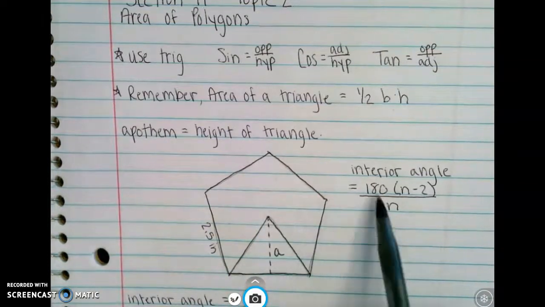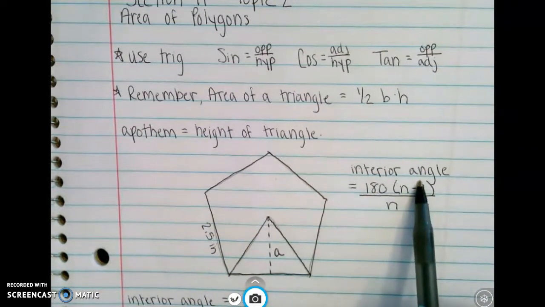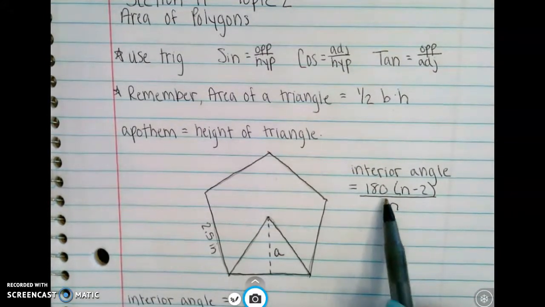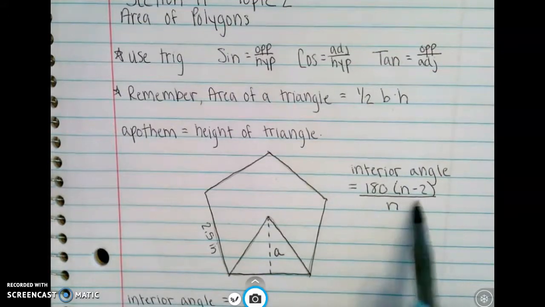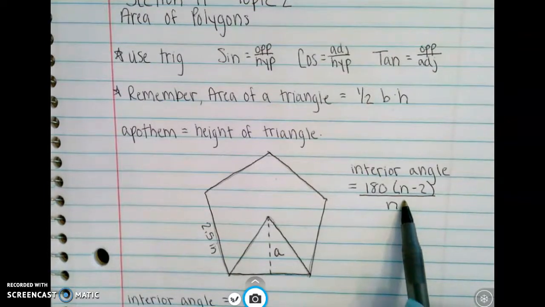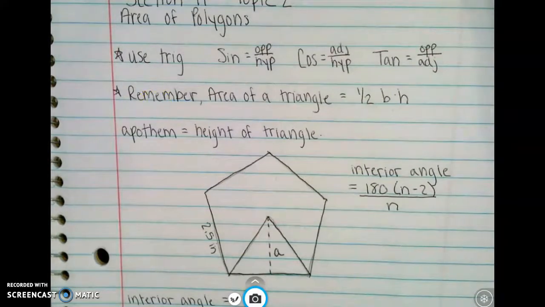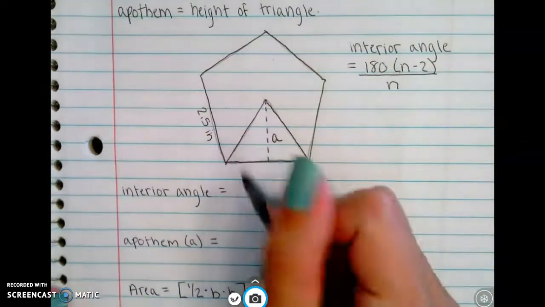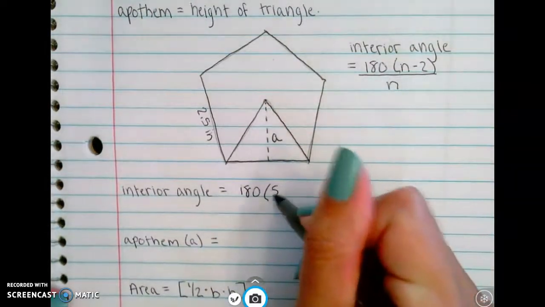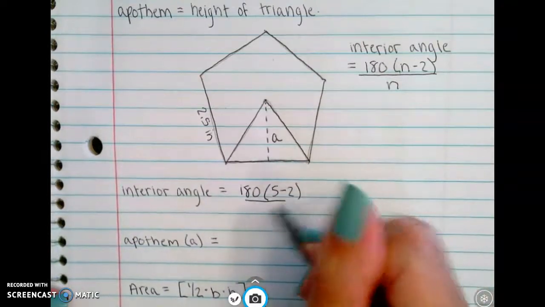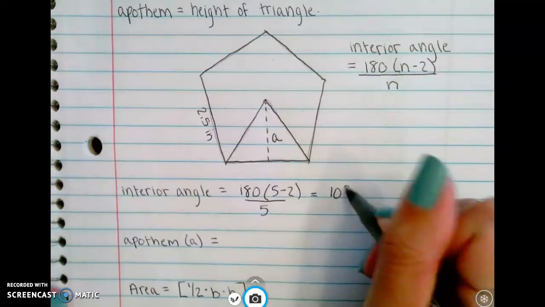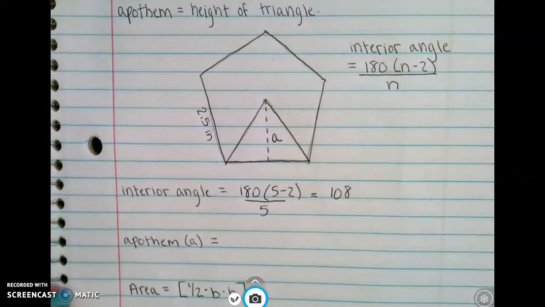So what we're going to do is first find the interior angle of our pentagon. We've learned this formula in semester 1. It's 180 degrees times the number of sides minus 2, divided by the number of sides. That's going to give you just one interior angle. To calculate that, we take 180 degrees times the number of sides, which is 5, minus 2, divided by 5. When we do that, we get 108. So that's each interior angle of this regular pentagon.